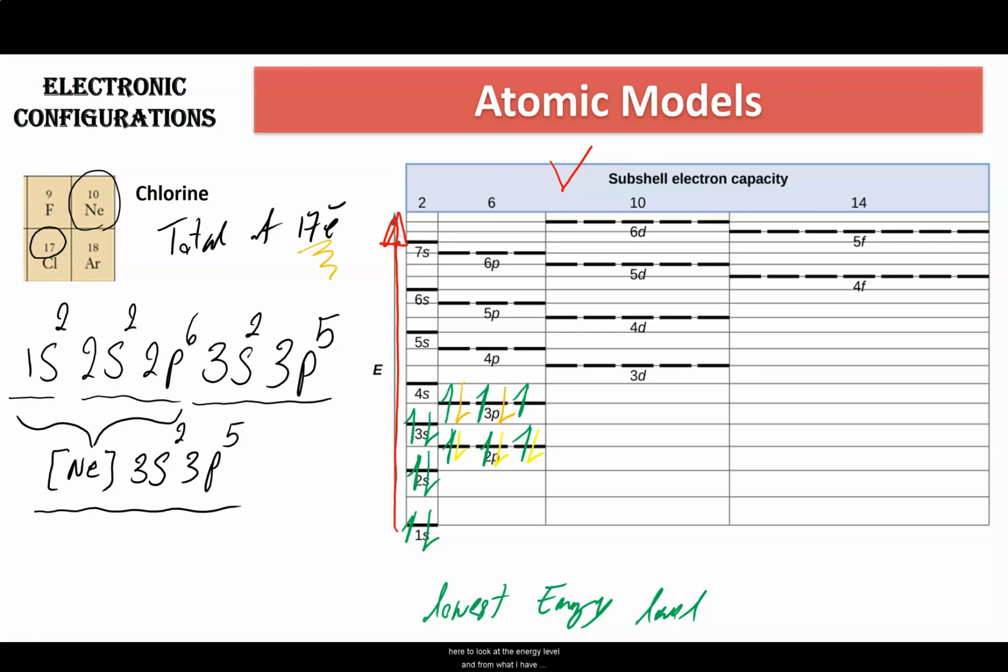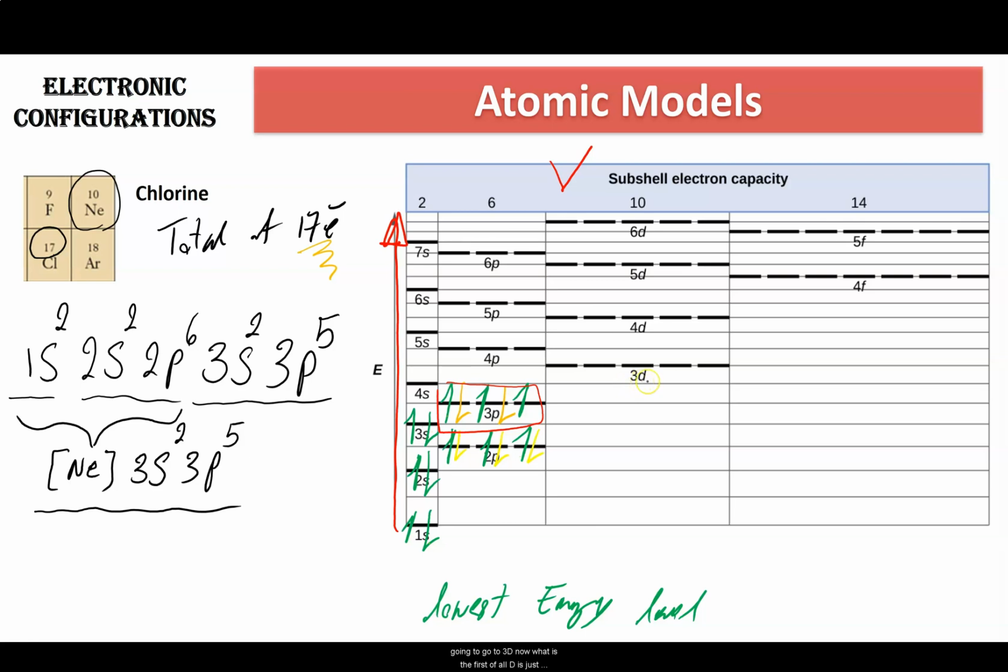Look at the energy level. From what I have told you so far, the energy level of the first floor is lower than the second, which is lower than the third, the fourth, the fifth, and so on. However, if you look in here, you will see that on the third floor, after the 3p orbitals or rooms, you go to 4s, but then before you go to 4p, you go to 3d.